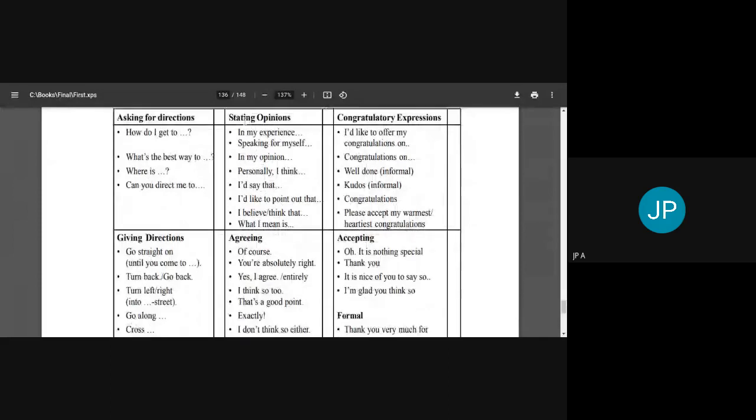Stating opinions is about expressing an opinion. You can state your opinions in different ways. In my opinion, in my experience, speaking for myself, these are all different ways in which you can state your opinion.